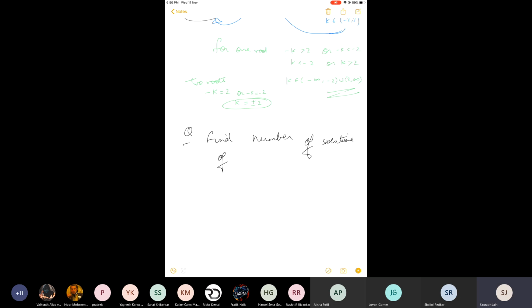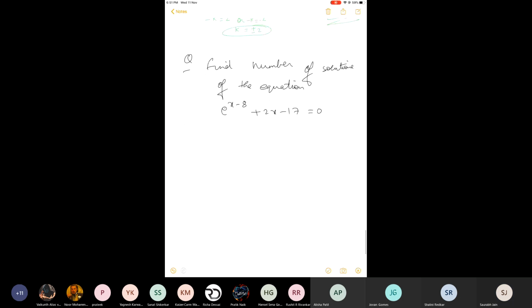Find the number of solutions of the equation e to the power x minus 8 plus 2x minus 17 equals 0. This question is totally a case of a transcendental equation. A transcendental equation means an equation which contains algebraic as well as non-algebraic terms.